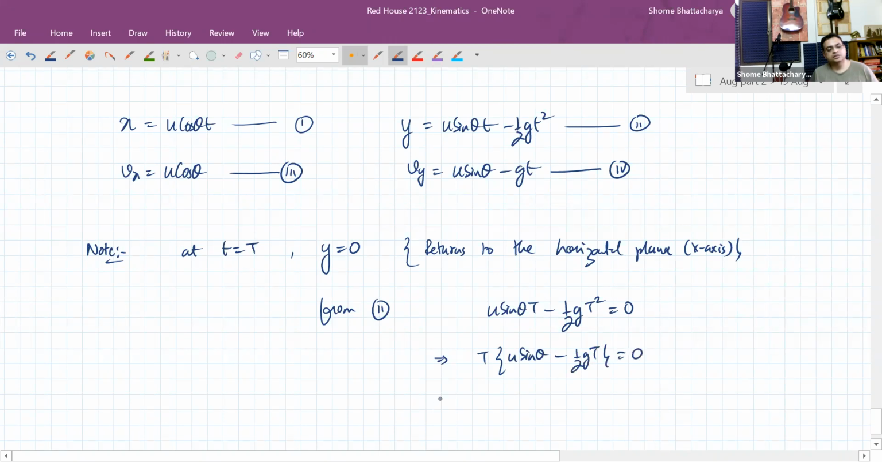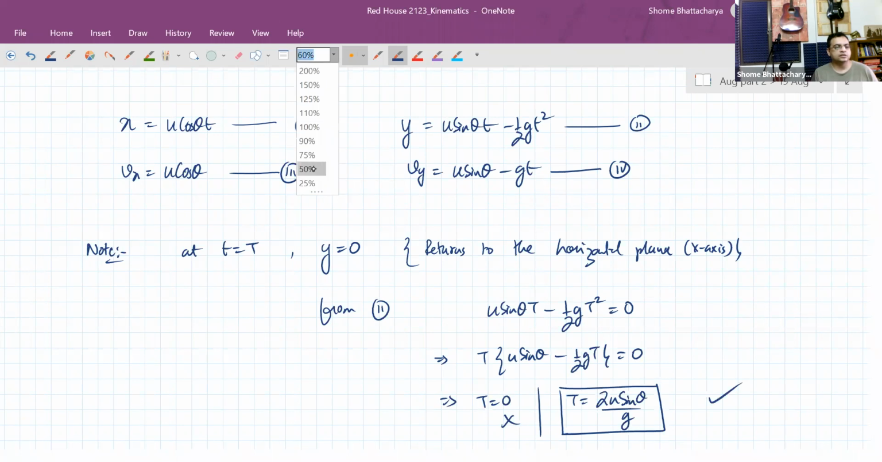I'm just factorizing this. Now one root is 0, which we will not take because that's the initial time. The second root is the one which we will take, 2u sin theta by g. So this becomes our first important formula. The time of flight is 2u sin theta by g.